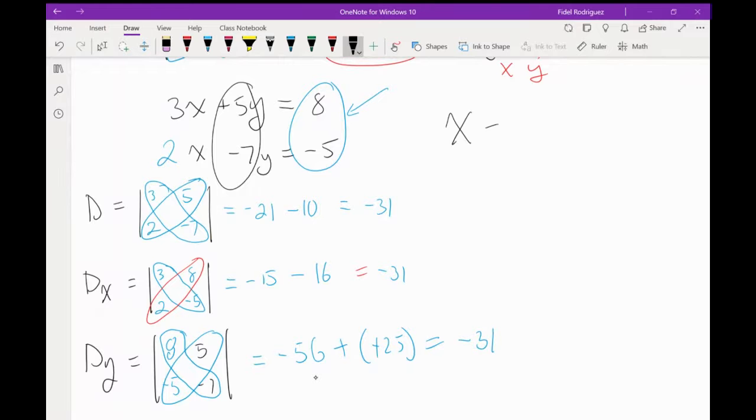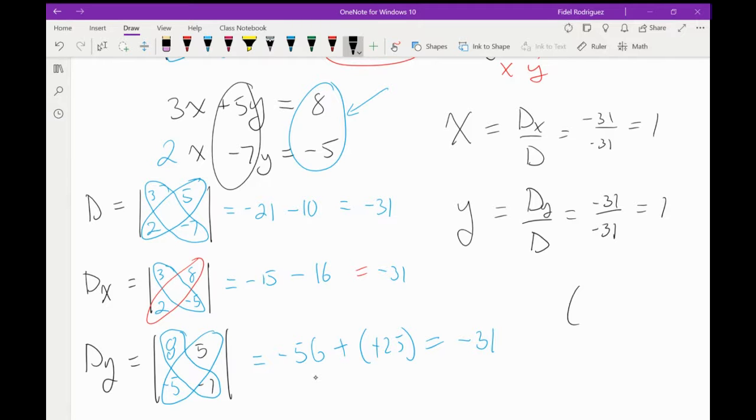And so when we find our x value, it's going to be dx over d, which will be negative 31 over negative 31, positive 1. And y is going to be dy over d, which is also negative 31 over negative 31, which is still 1. And so when I write my point in the form x and y, we should just get 1 comma 1. That was the right answer when I plugged it in.